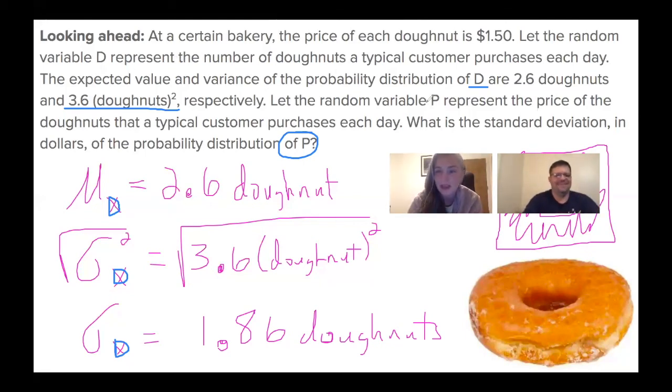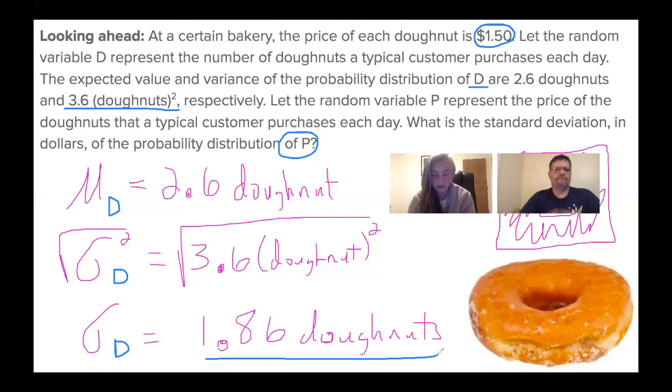Each donut is $1.50. Can I multiply? And the answer is yes. So at this point, I would say the standard deviation is 1.86 donuts, and I'm going to multiply $1.50 times that to get the price.